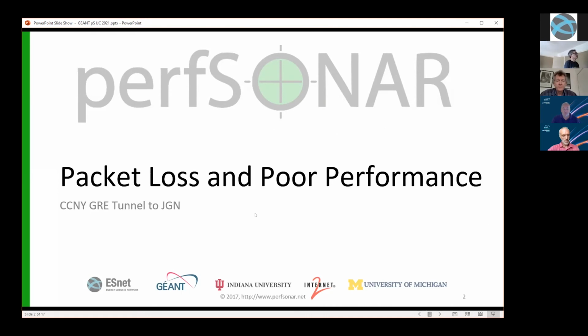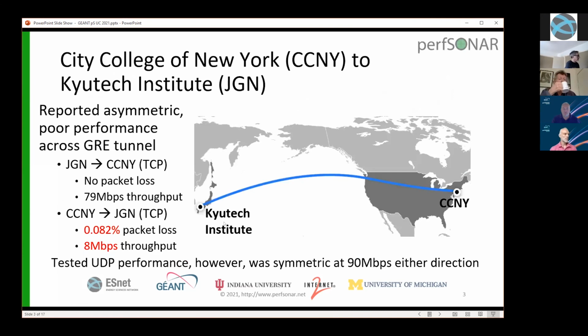So the first one involves some packet loss and poor performance from City College, New York, to basically a university over in Japan that is connected to JGN, which is one of their large test beds. And they were doing this over a GRE tunnel. So a representative from JGN actually contacted CCNY and said, hey, we're noticing some really, really poor performance only in one direction. Can you take a look at that?